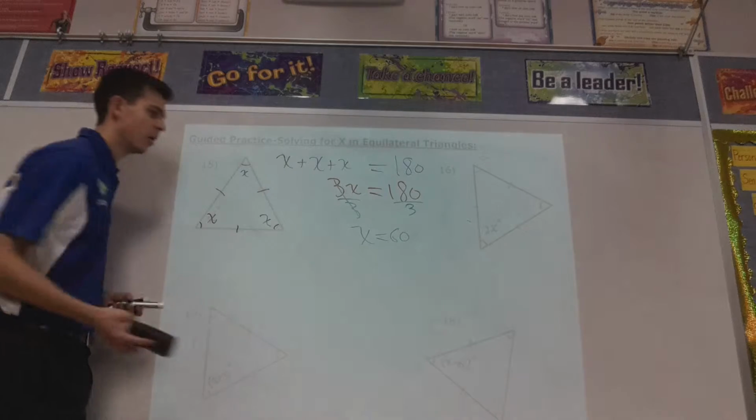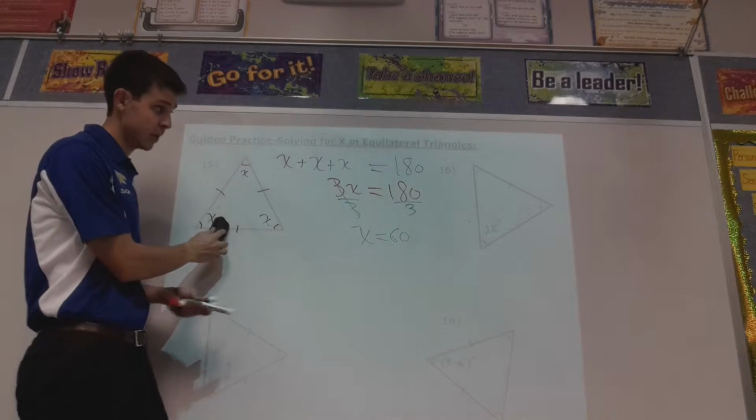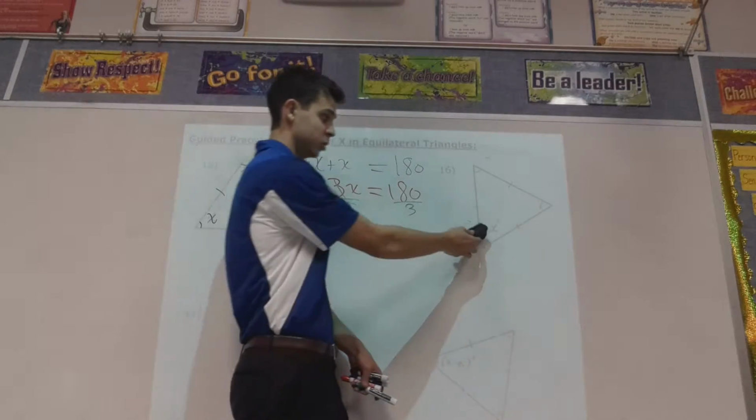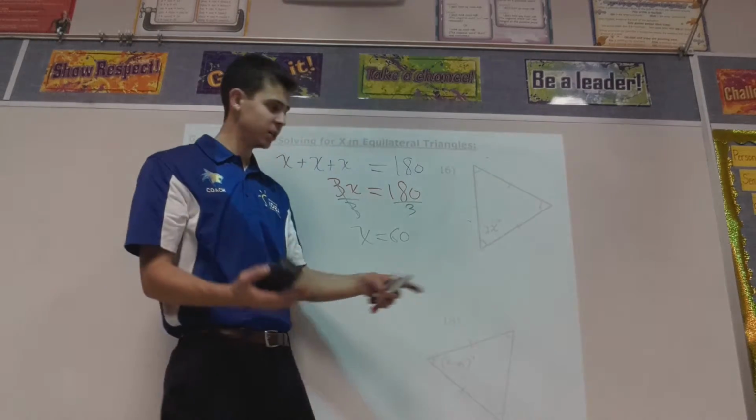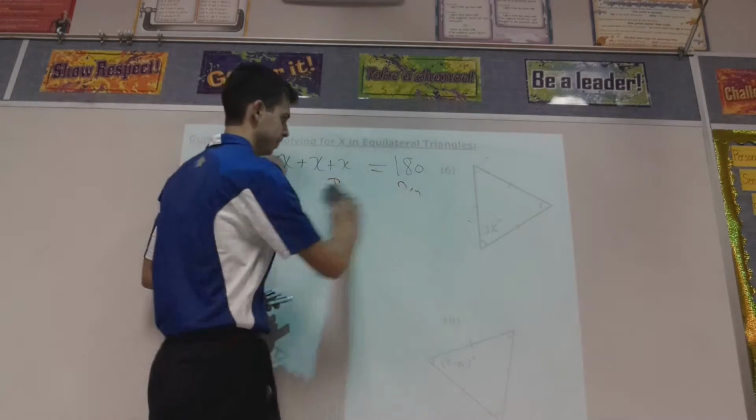This is a good thing to know. In an equilateral triangle, the angle is always going to be 60 degrees. Now it's going to be different here because we have 2x, so the x is going to change, but the value of the entire angle is going to be 60.